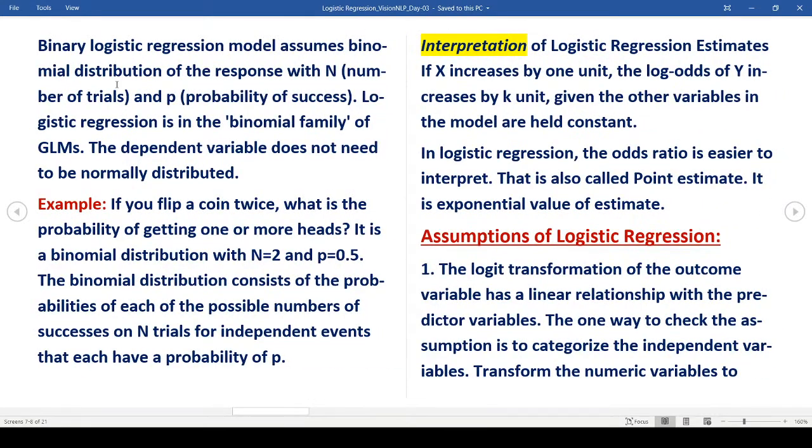So we can say in logistic regression the odds ratio is easier to interpret, and this is also called a point estimate. This is just for additional knowledge, that's it.